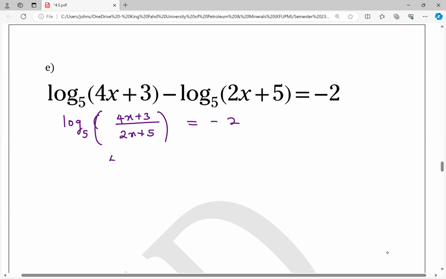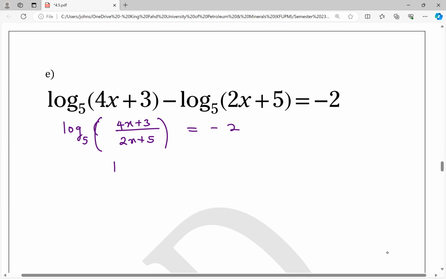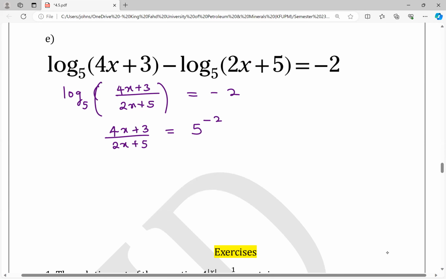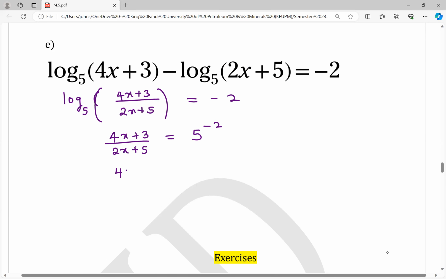And then now we can write this as 4x plus 3 over 2x plus 5 equals to what? 5 to power minus 2, right? And what that means is 4x plus 3 over 2x plus 5 is going to be what? 1 over 5 squared, right? Which we can write as 1 over 25. Am I correct?